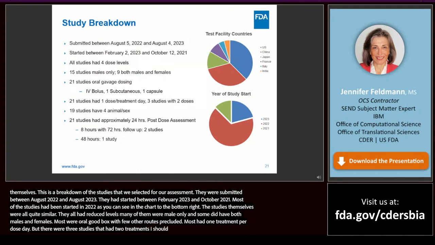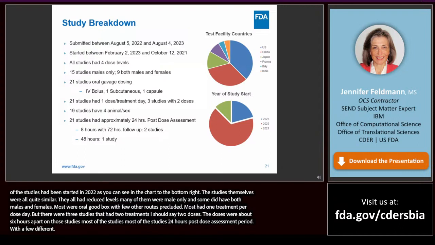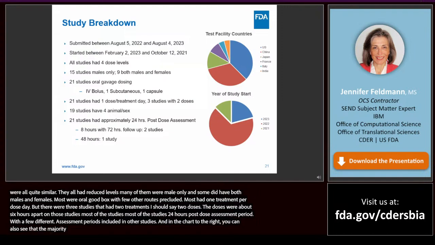Most of the studies had 4 animals per sex, and most of the studies had a 24-hour post-dose assessment period, with a few different assessment periods included in other studies. And in the chart up to the right, you can also see that the majority of the studies were performed in the US or in China, about an equal split between those two, but we did include studies from Japan, France, Italy, and India in this assessment.